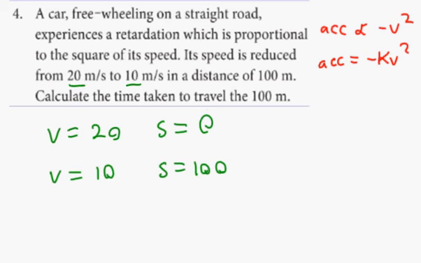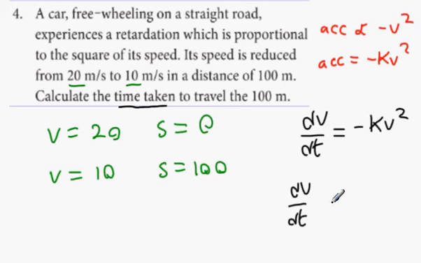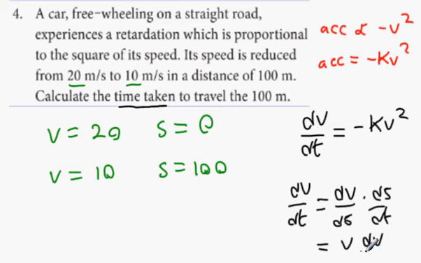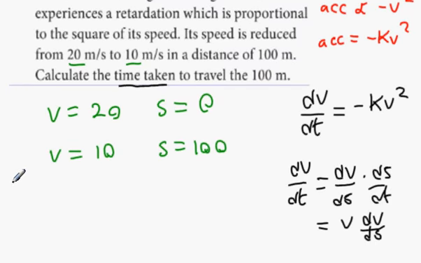Now, like usual, we're looking for the time taken. So if we were to say dv/dt equals minus kv squared, that's useful. The other one would be using the chain rule, which gives v dv/ds. Now, we have to figure out which one we actually have limits for. We have limits for its speed being reduced from 20 to 10 meters per second in a distance of 100 meters. Calculate the time taken to travel the 100 meters.